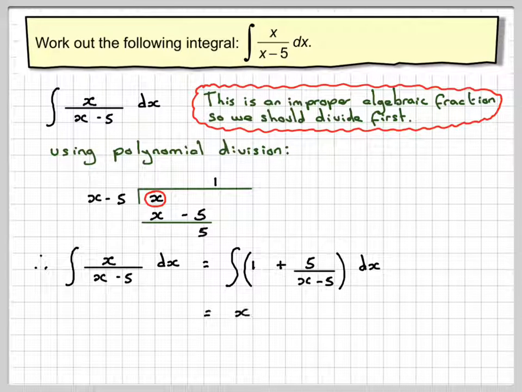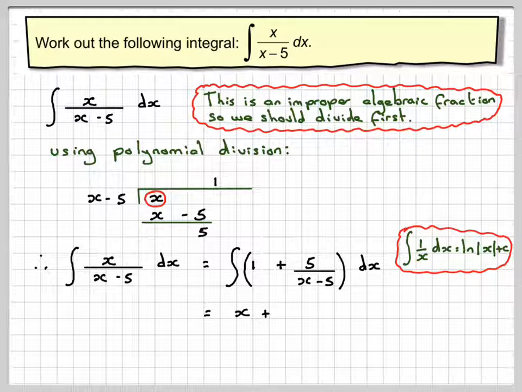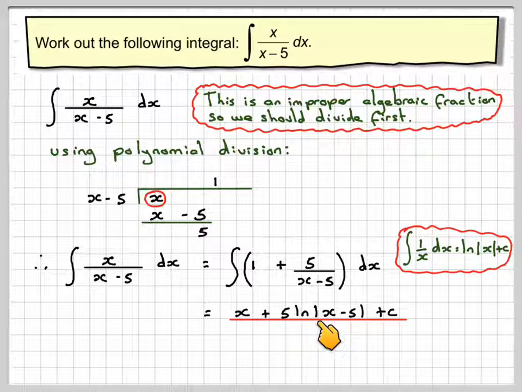So the integral of 1 is quite easy, that's x, and this is type 1 over x dx, which is ln of x plus c, so we need to put here 5 ln of x minus 5, we have to put the absolute value sign in, plus c.